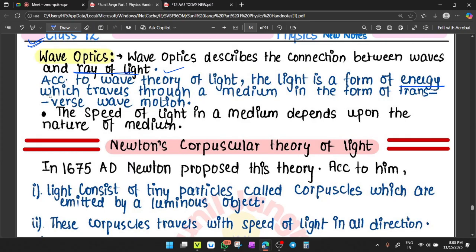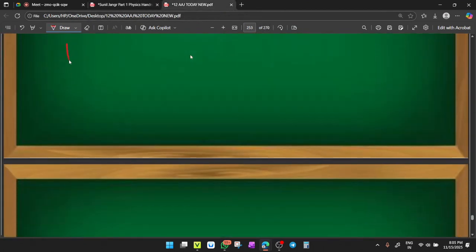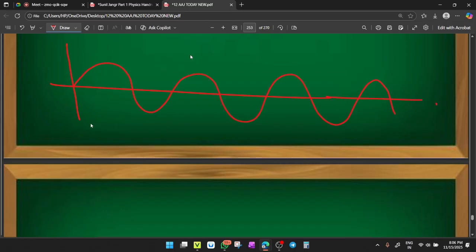Energy means disturbance. According to the wave theory of light, light is a form of energy that travels through a medium in the form of transverse wave motion. Obviously, we know the light wave is an electromagnetic signal, so it moves by the vibration of electric field and magnetic field, and light wave is a transverse wave. Clear?